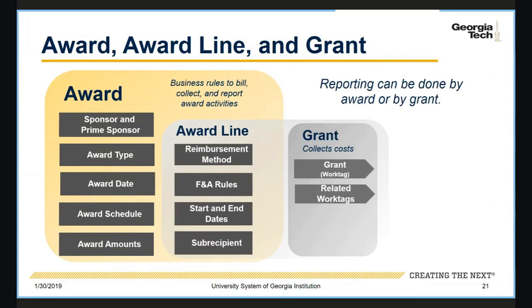The grant driver specifies related work tags such as the cost center, class, function, fund, and other related work tags. So to recap, one award has one or more award lines as required, and each award line has one grant.